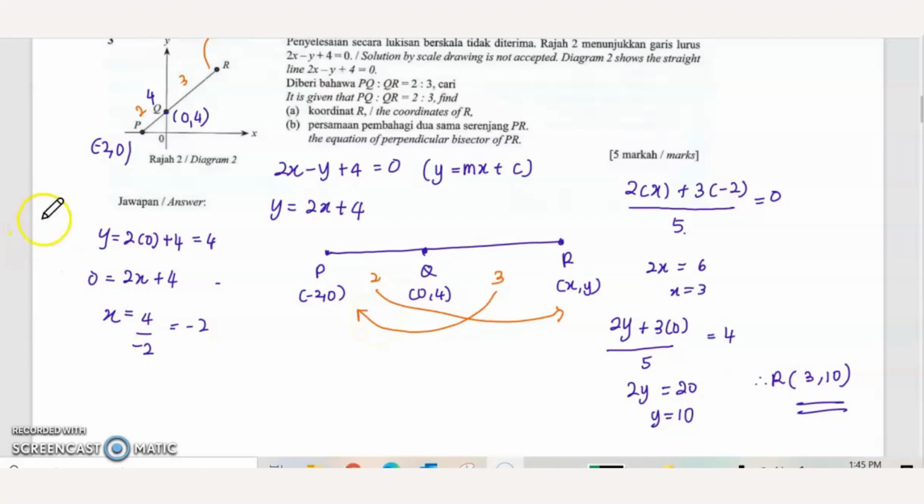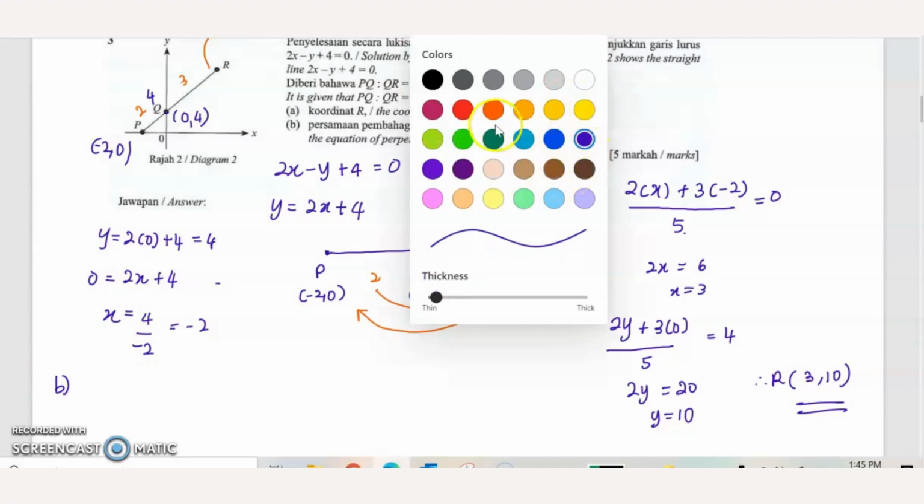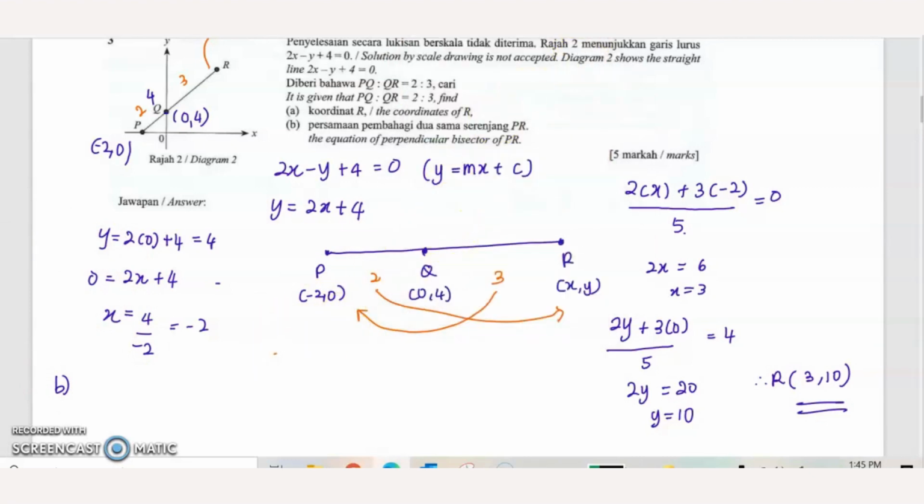Question B asks, what is the equation of the perpendicular bisector of PR? So, bila perpendicular bisector of PR, dia akan jadi betul-betul berada di tengah PR. Okay, and then what happened to it is kita akan cari midpoint ni lah. So, gradient dia akan 90 degree. Okay, perpendicular to PR.